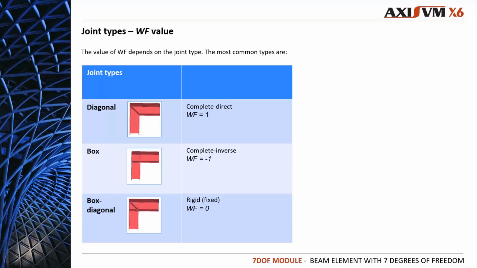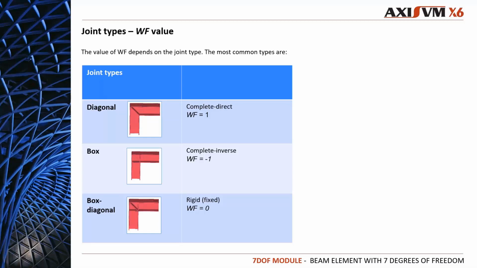In case of a diagonal topology, if we imagine a frame corner with a diagonal topology, the beam and the column are connected through a diagonally placed connection plate. In this case, we can consider the transfer of the warping effect as a complete direct transfer. We will see in the example later what the behavior of this kind of joint is if it undergoes warping.